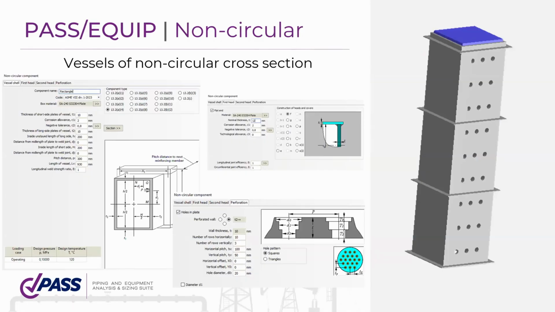We also support non-circular, for example rectangular, cross-section equipment like this one, with arrays of holes and so on.